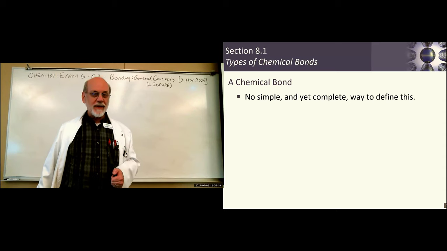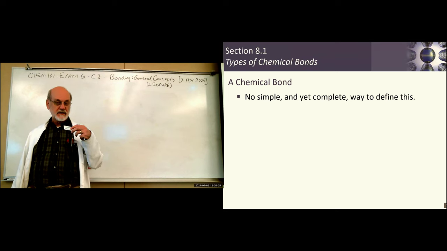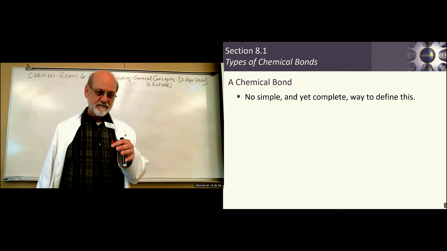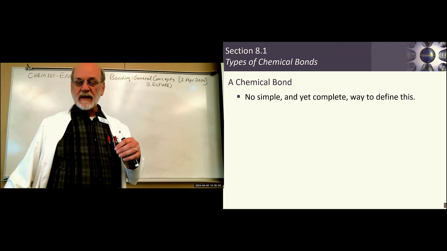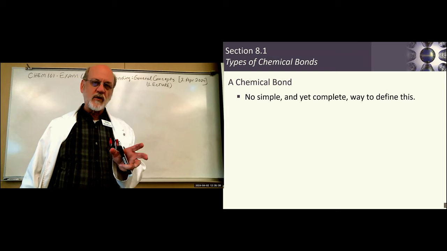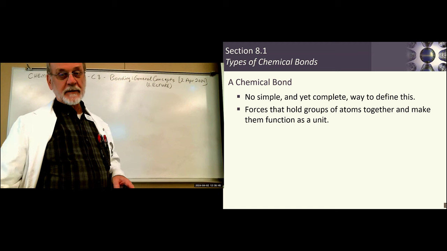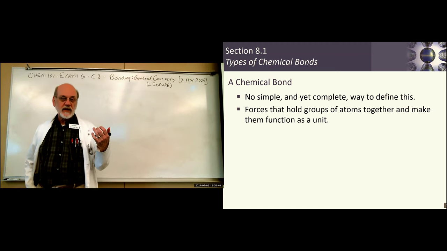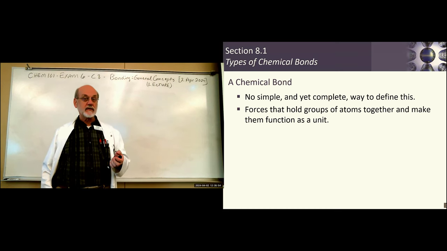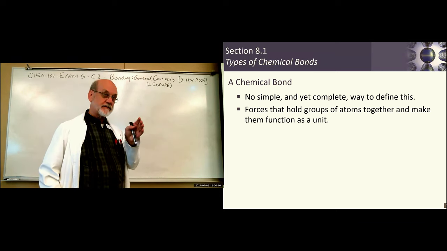All right. Well, the bad news is there's no simple definition for the chemical bond that is complete. There are lots of different definitions, and we probably ought to settle on at least a generalized definition of the chemical bond so we've got someplace to work from. We're going to expand upon the definition. And if we look at it in terms of purely physics, the chemical bond is the force that holds two atoms together, and also makes them function as a single unit.